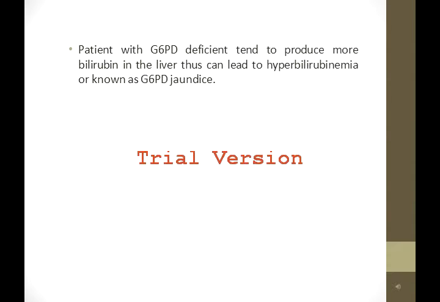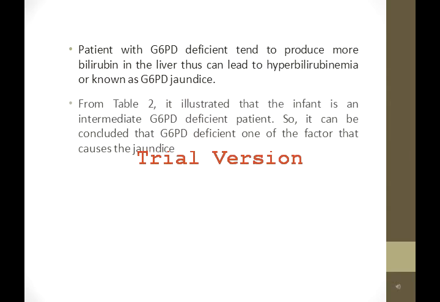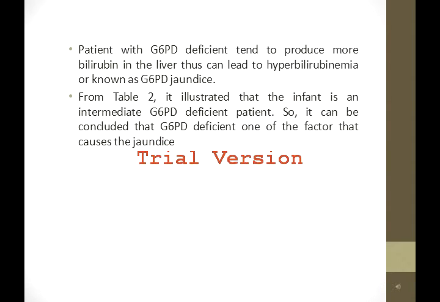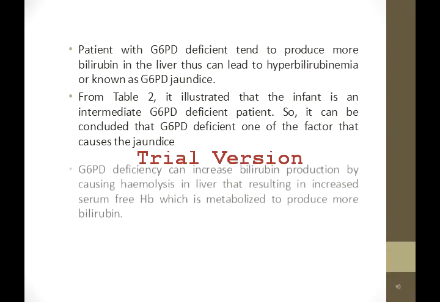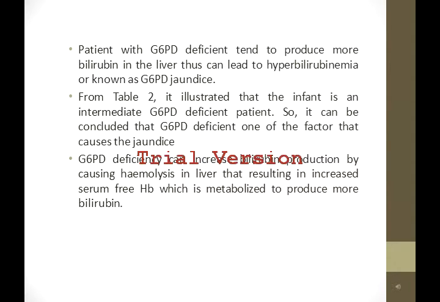Patients with G6PD deficiency tend to produce more bilirubin in the liver, thus it can lead to hyperbilirubinemia, also known as G6PD jaundice. So we go to table 2. It illustrates that the infant has intermediate G6PD deficiency, so it can be concluded that G6PD deficiency is one of the factors that causes the jaundice, because as we know, jaundice is a multifactorial disease. G6PD deficiency can increase bilirubin production by causing hemolysis in the liver, resulting in increased serum free hemoglobin, which is metabolized to produce more bilirubin.